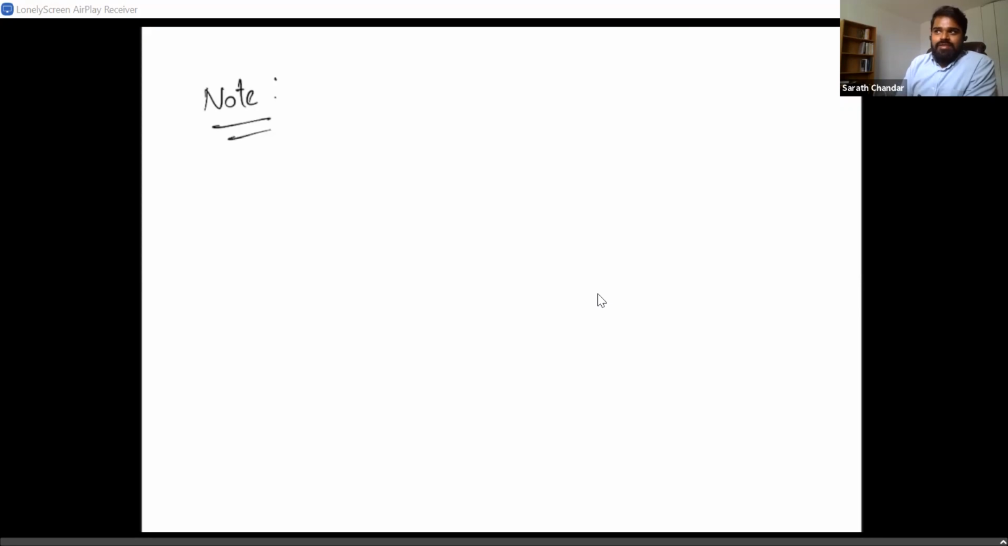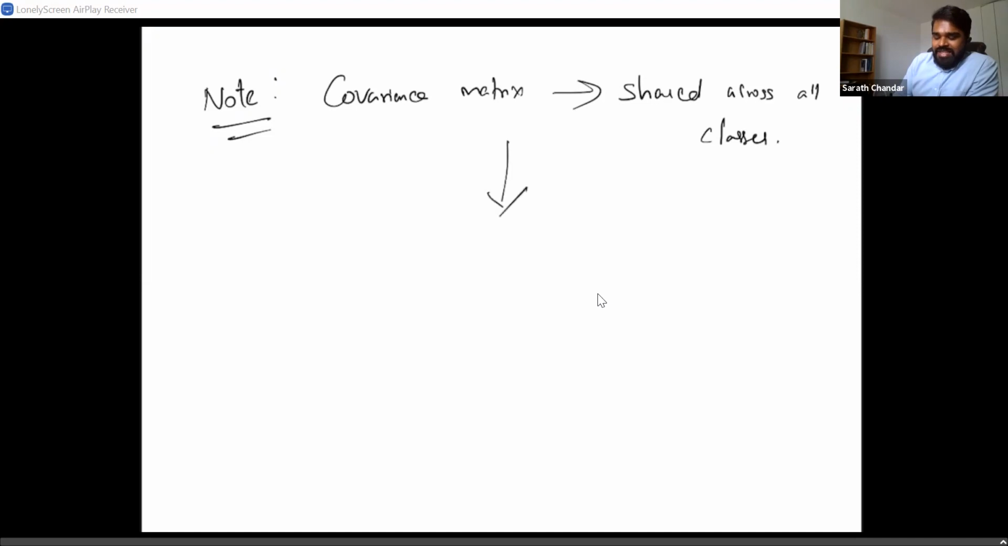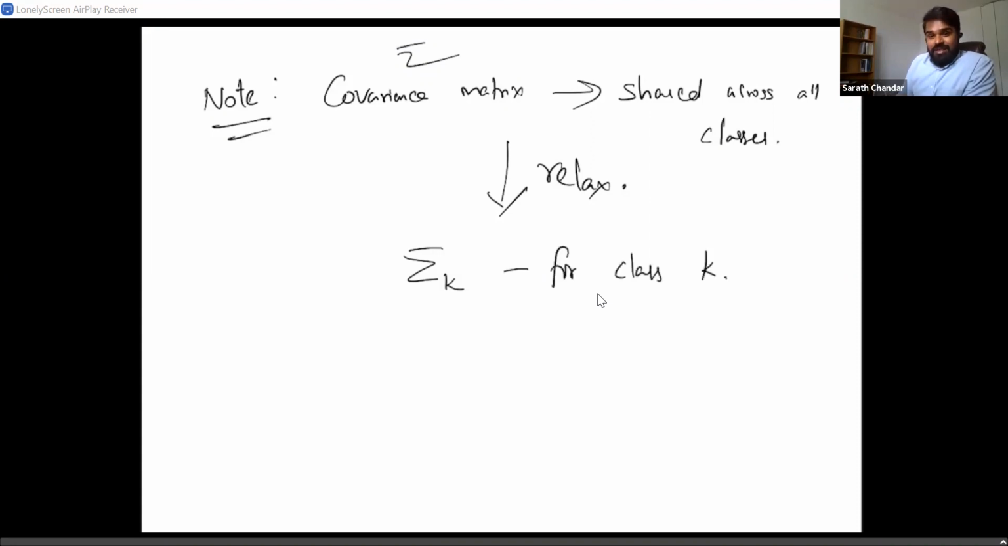Okay, a quick note. Remember that we had two strong assumptions. One of the strong assumptions was that the covariance matrix is shared across all classes, right? This is a very restrictive assumption. If you relax this assumption and let every class have its own covariance matrix, so instead of only one sigma you have a separate sigma for every class, sigma k for class k, then that derivation, if you start from scratch, is going to have quadratic terms, x squared terms. So that model is no longer linear. It's going to have a non-linear decision boundary.